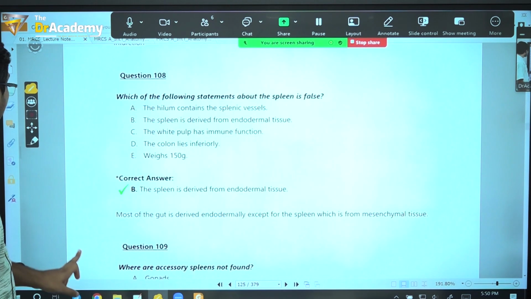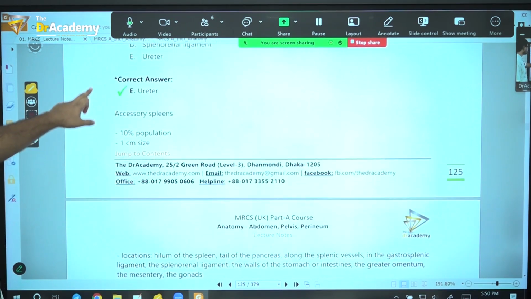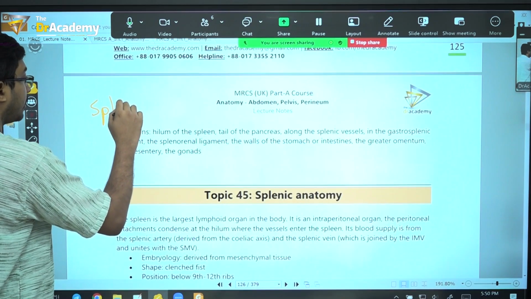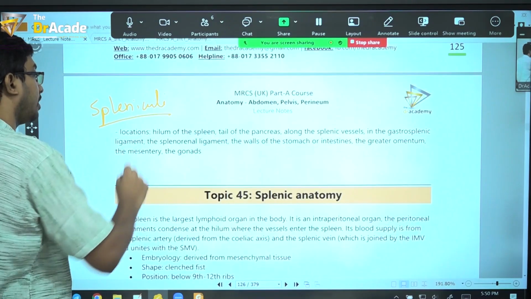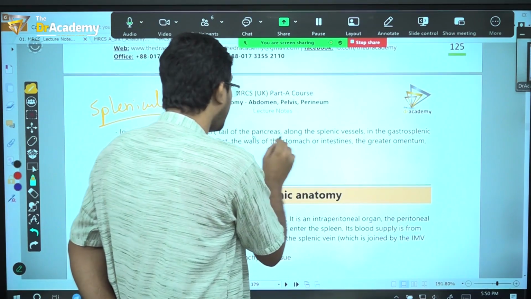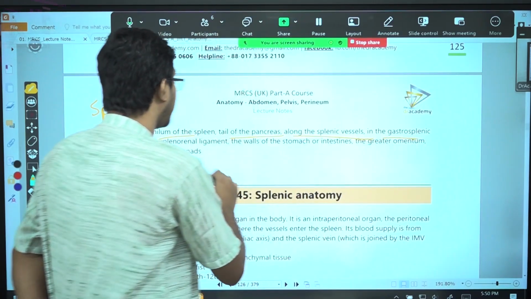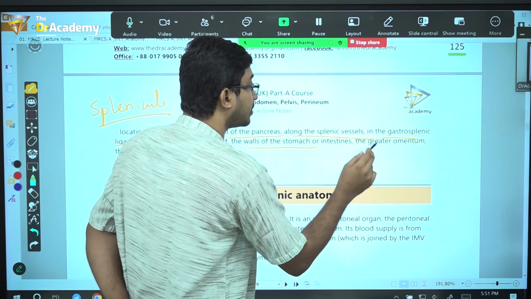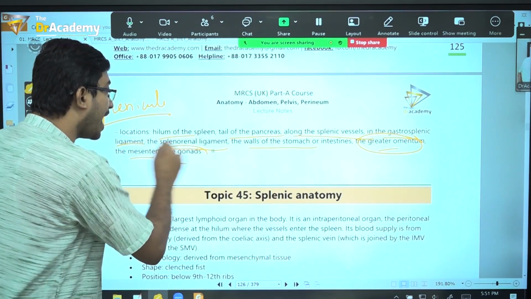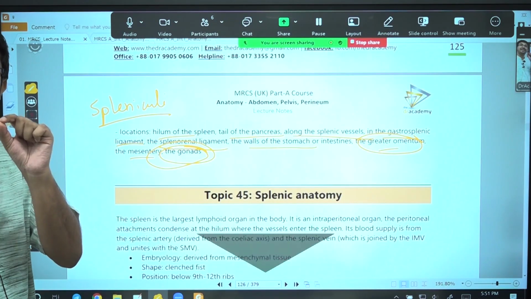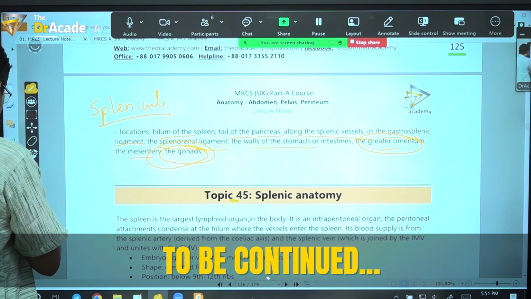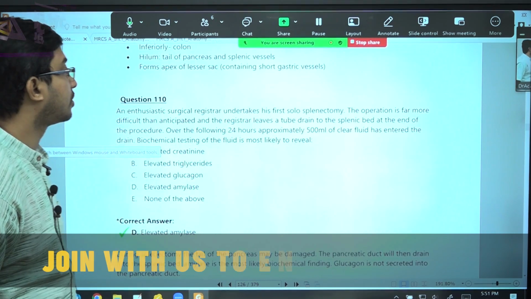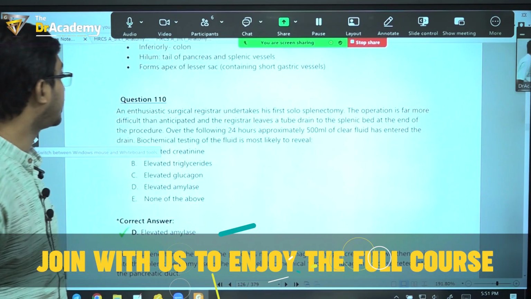Now, what are the positions of the accessory spleens? There are a number of positions for accessory spleens, known as spleniculi. Locations include the hilum of the spleen, the tail of the pancreas, along the splenic vessels, in the gastrosplenic ligament, the lienorenal ligament, the wall of the stomach and intestines, the greater omentum, the mesentery, and even the gonads can be sites for ectopic or accessory spleens. An enthusiastic surgical registrar undertakes his first solo splenectomy. The operation is far more difficult than anticipated.